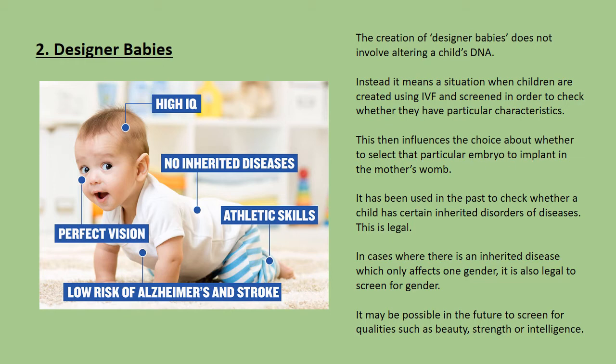It has been used in the past to check whether a child has certain inherited disorders, and this is legal. So there might be some inherited diseases or disorders that are passed down in the family, health problems that you genetically inherit from your parents. So the idea would be you create these different embryos and you see, do they have the gene in there for that particular inherited disease? If they do, you don't implant them. You only implant the ones that don't have that inherited disease.